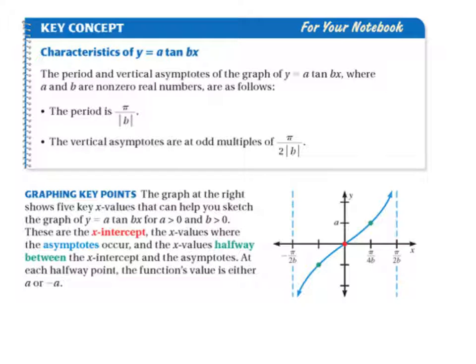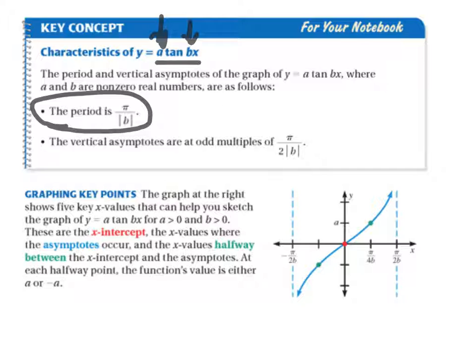Alright, so characteristics of y equals a tan bx. The period and vertical asymptotes of the graph y equals a tan bx, where a and b are non-zero real numbers, are as follows. If you remember, this used to mean amplitude, and that we used to find the period. We still use the b to find the period, but the period is pi over b, not 2 pi over b. That's the difference with tan x.